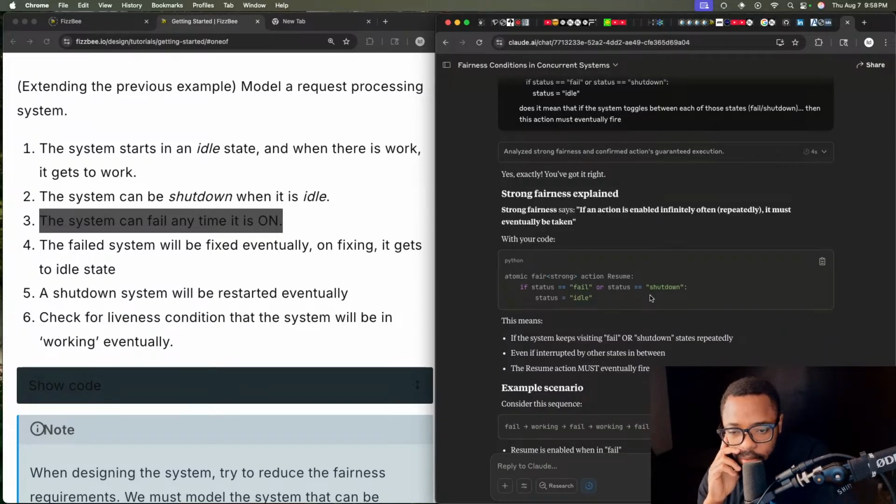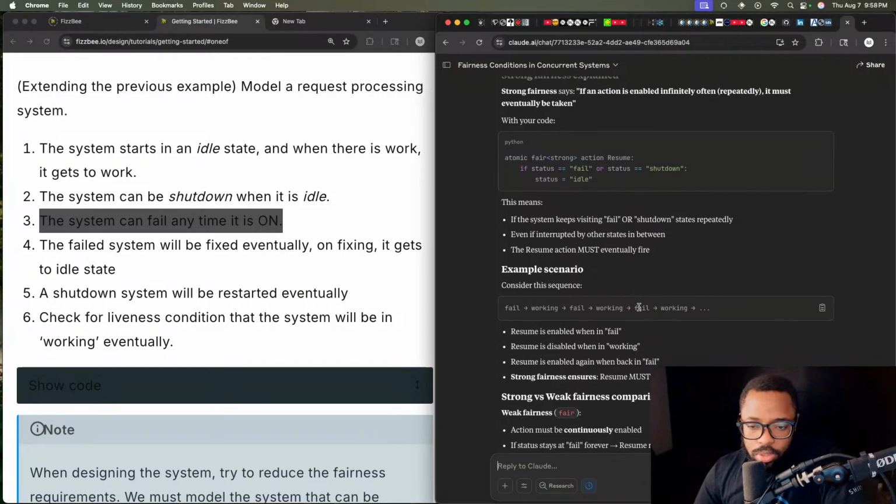With your code, this means that it keeps visiting fail or shut down states repeatedly, even if interrupted by other states in between. The resume action must eventually fire. Consider this sequence: fail, working, fail, working, fail, working. Resume is enabled when in fail. Resume is disabled when in working.